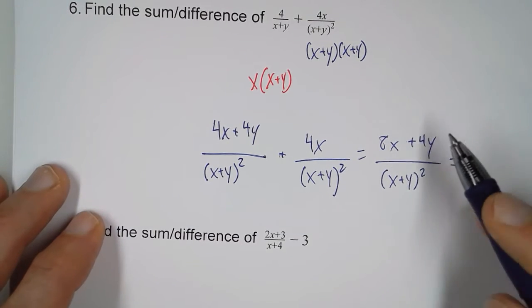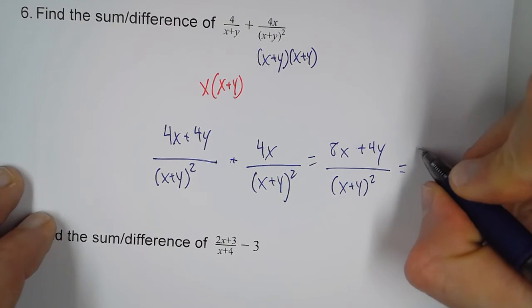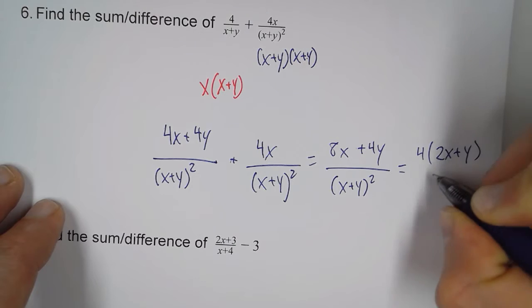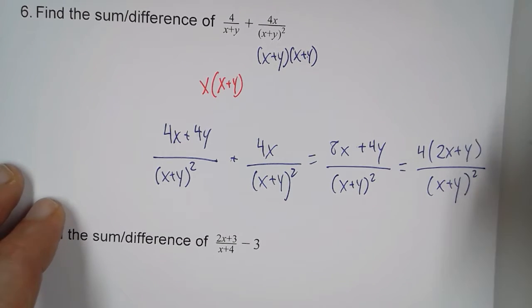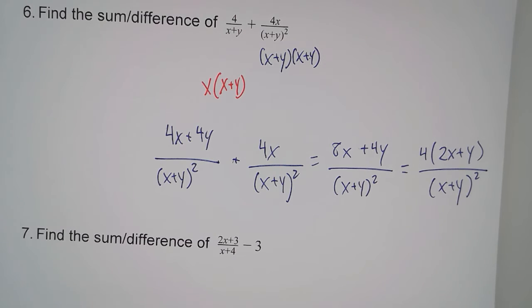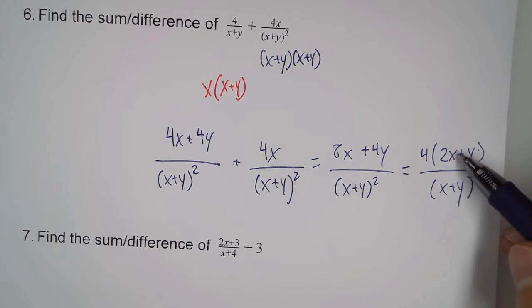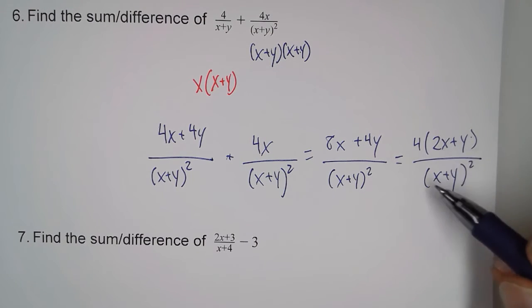Now in this instance, we can factor a 4 out of the numerator, so we'll do that. And we're left with 2x plus y all over x plus y quantity squared. Now unfortunately we can't cancel because this quantity is not equal to this, because there's 2 x's in here as opposed to 1. So we can't cancel, but at least it's factored.